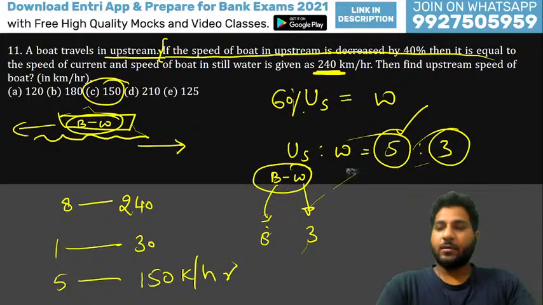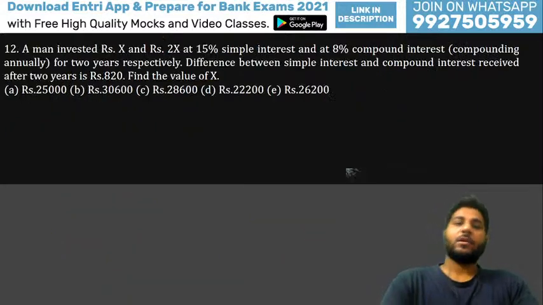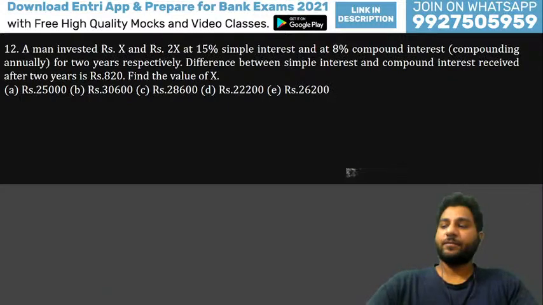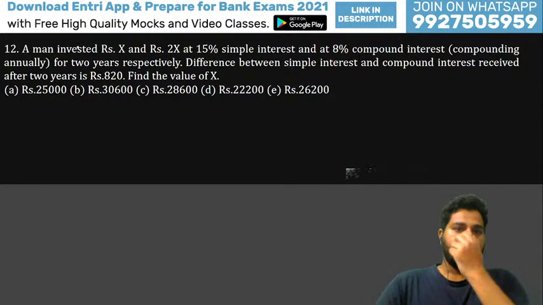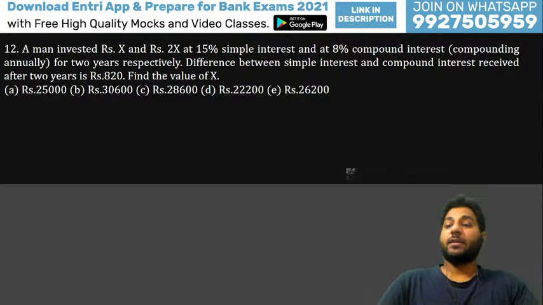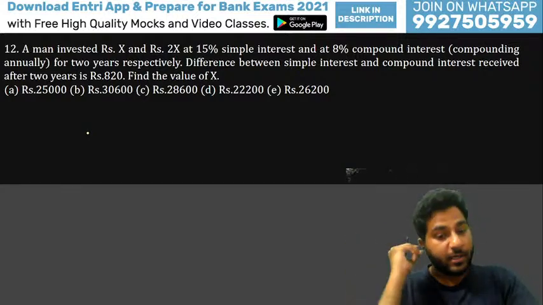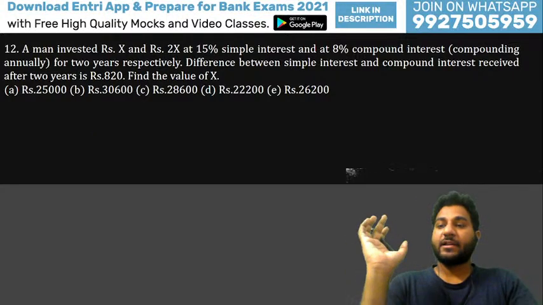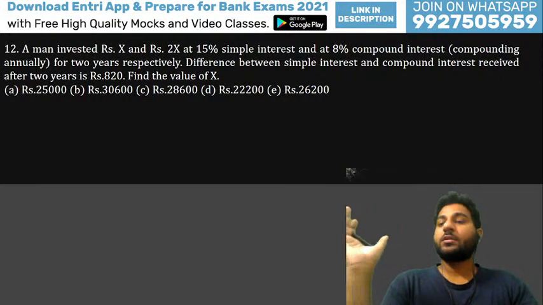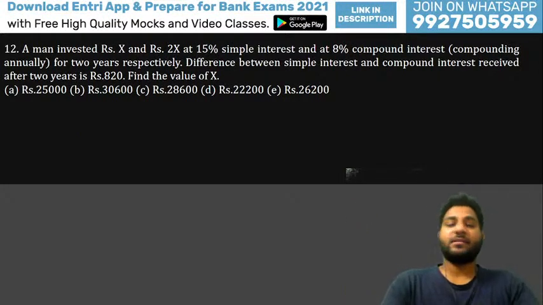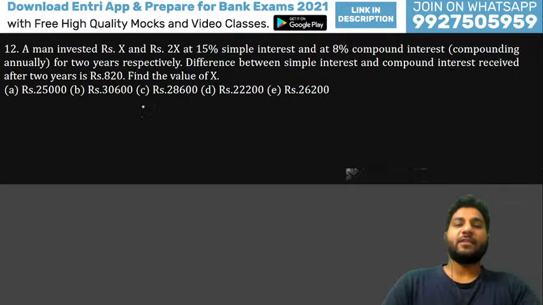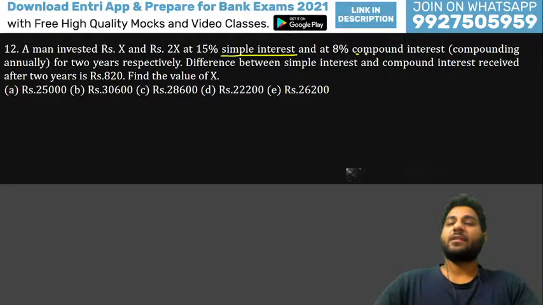Okay, next, look at this. The next question is from simple interest and compound interest, and you know that in SSC they asked separate questions, but here in the banking sector they asked the question based on combined interest, that is simple or compound as well. Look at this. So X has invested and 2X has invested respectively in simple interest and compound interest.